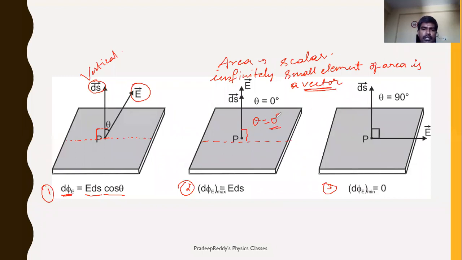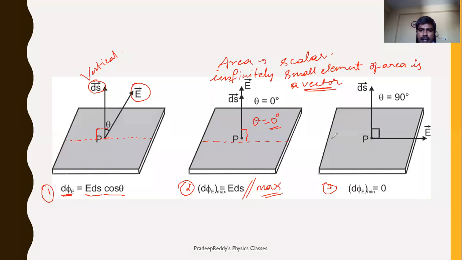If theta is equal to 0, cos 0 will be equal to 1. Therefore, flux is maximum. So maximum flux can be passed through this particular surface area if its area vector is parallel to electric field. Remember, area vector is parallel to electric field, not surface area. That is the second example.